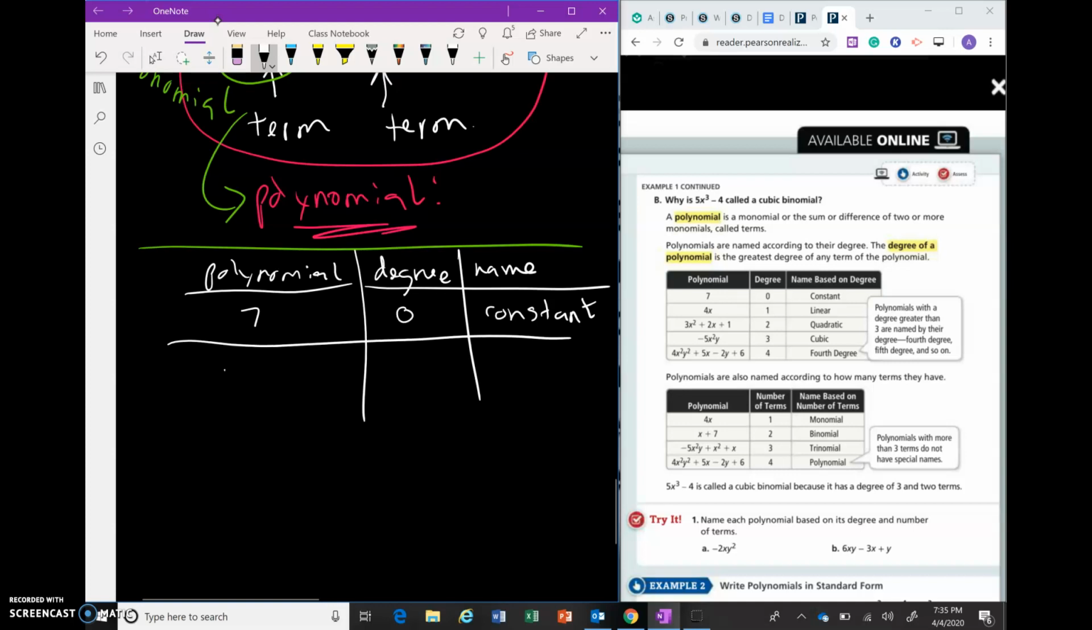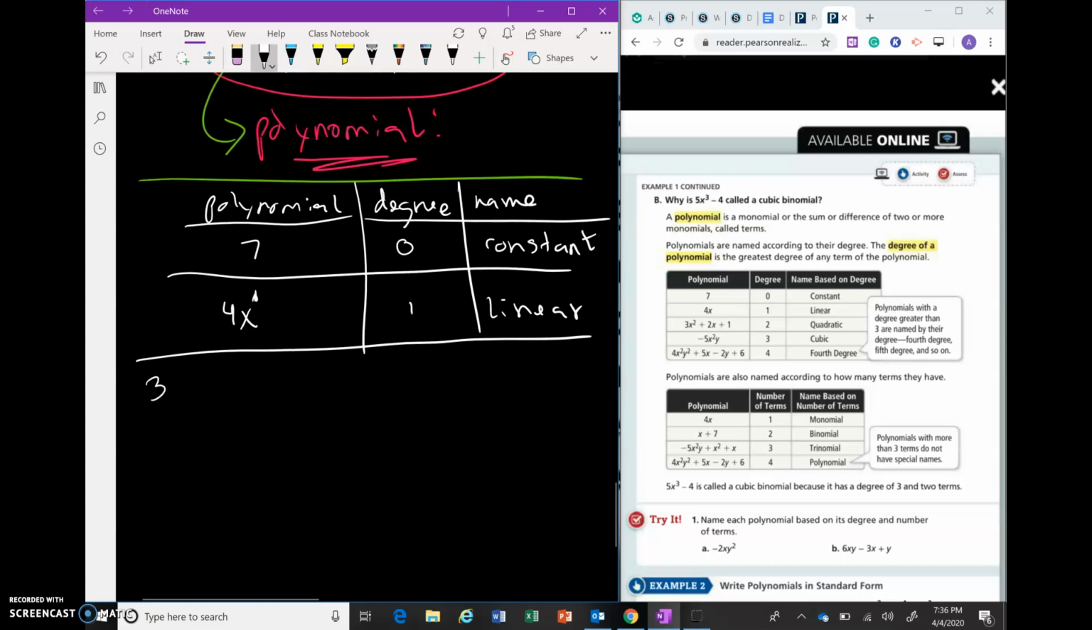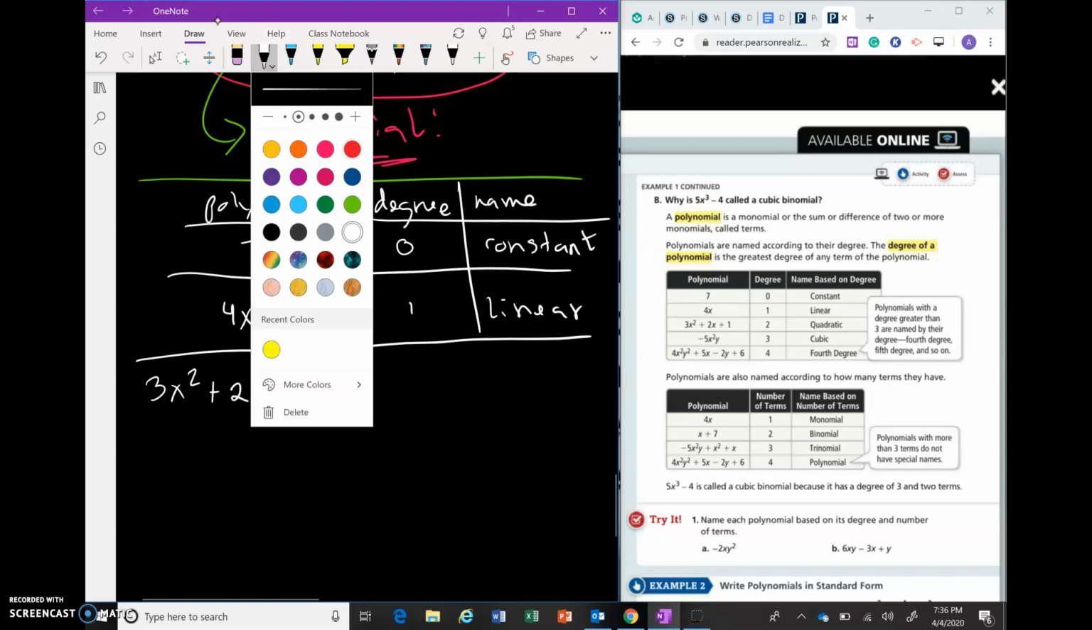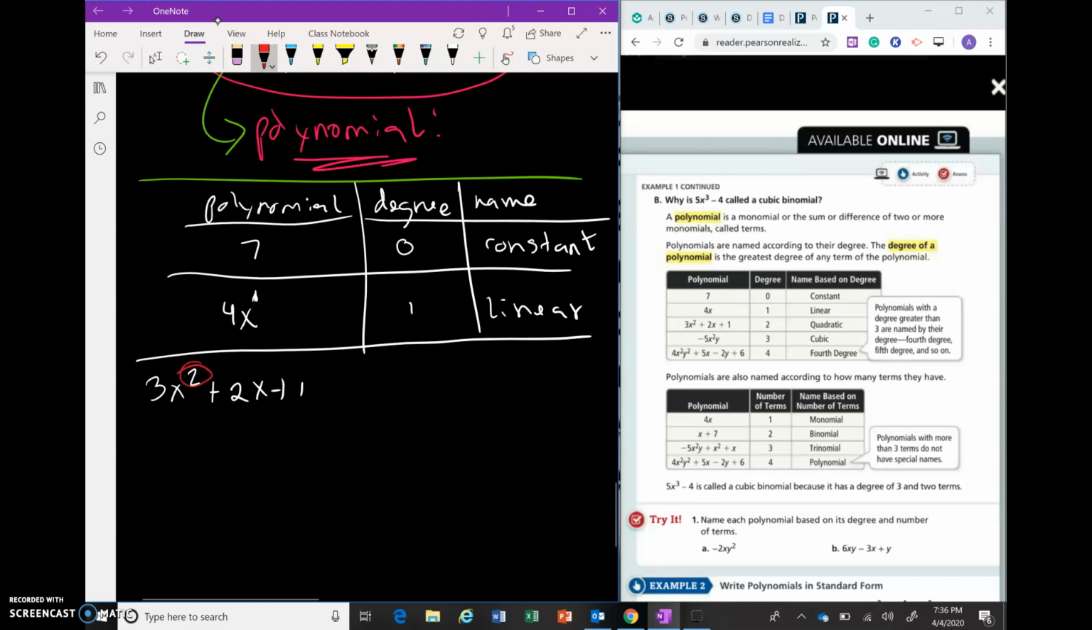Now let me give you, for instance, something like 4x. Remember that x has a little exponent of 1. So if it has an exponent of 1, then the degree would be 1, and we would call it linear. Let's say I give you something like 3x squared plus 2x plus 1. On this one, what's the highest degree here, guys? The degree is the exponent, so looking at the 2, the degree here would be 2, and this would be a quadratic.